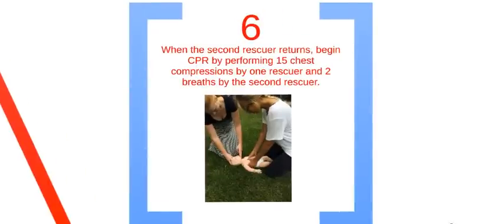Once the second rescuer returns, you'll switch from 30:2 to 15:2, with one rescuer doing the compressions and the other doing the breaths. If the second person can fit their hands around the infant's chest, perform CPR using the 2-thumb encircling hands method. Once again, do not press on the bottom end of the sternum, as this can cause injury to the infant.